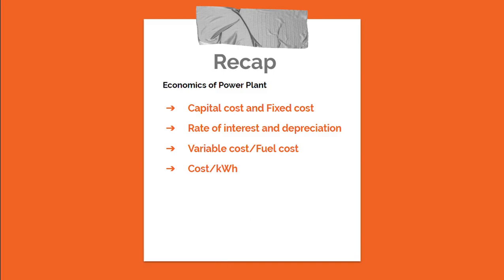We talked about what is called the capital cost, which is nothing but the initial investment that goes into the power plant. And then we learned how you calculate the fixed cost from the capital cost. We said that fixed cost calculation depends upon the rate of interest and the depreciation. For example, if the capital cost is 5 crores, the rate of interest is 5% and the depreciation is 5%, then we arrive at the fixed cost as 10% of the capital cost. So that is the simple way of arriving at the fixed cost.